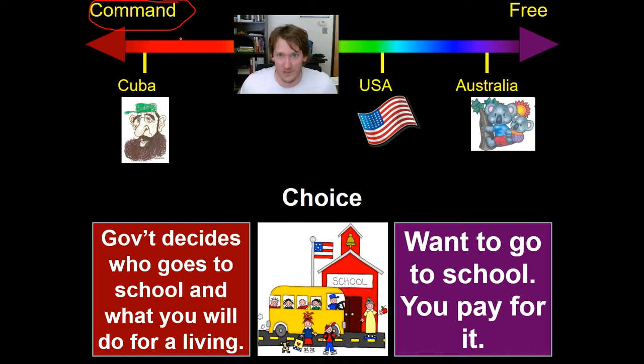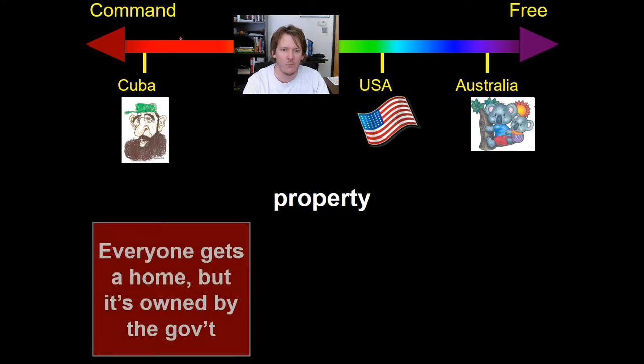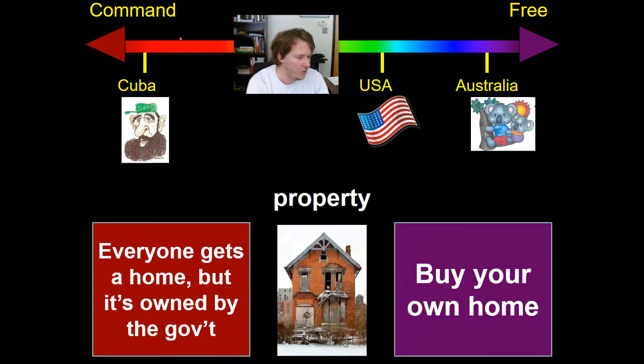But you also got to pay for it. Why is college expensive? Because we have a free economy that determines how much we got to pay for it. Property. Government owns it. You own your own property.